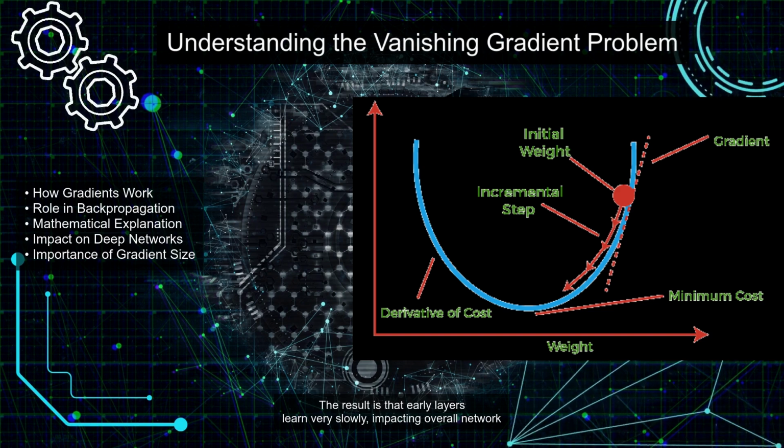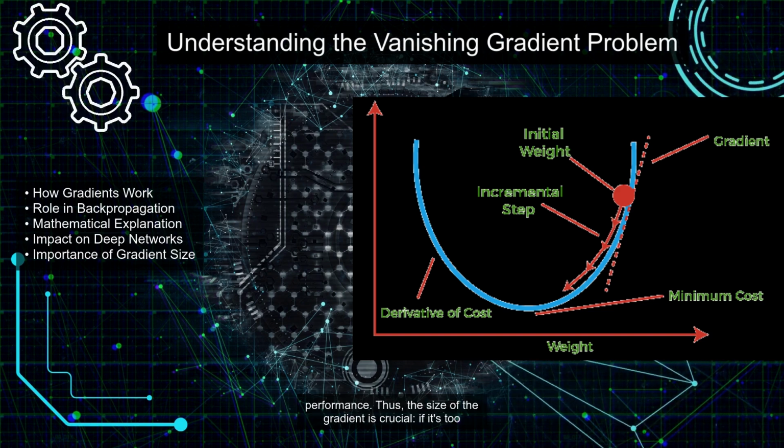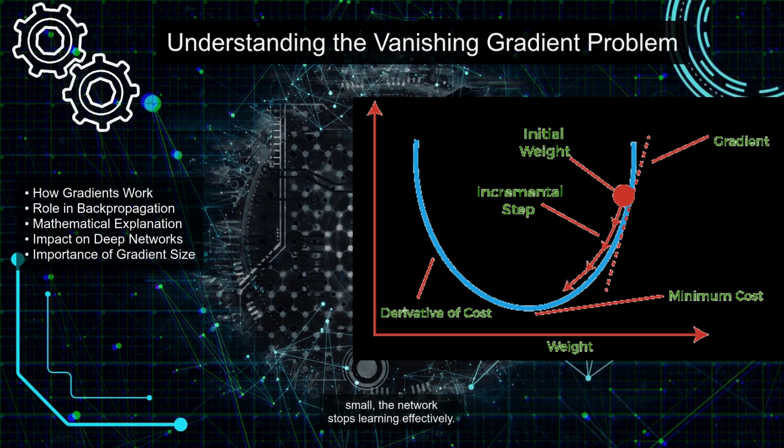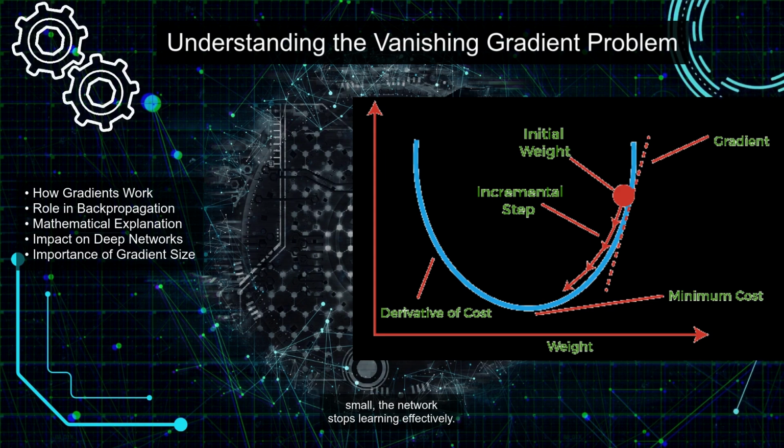The result is that early layers learn very slowly, impacting overall network performance. Thus, the size of the gradient is crucial. If it's too small, the network stops learning effectively.